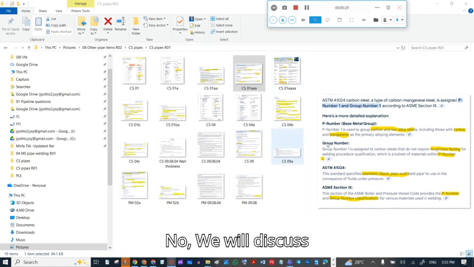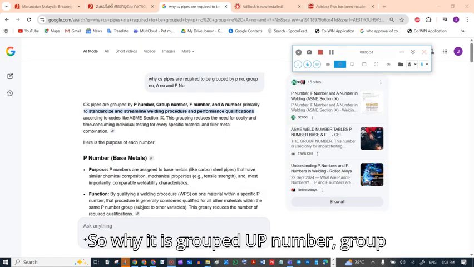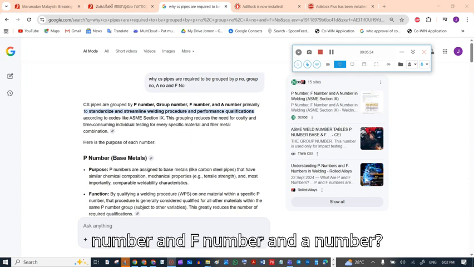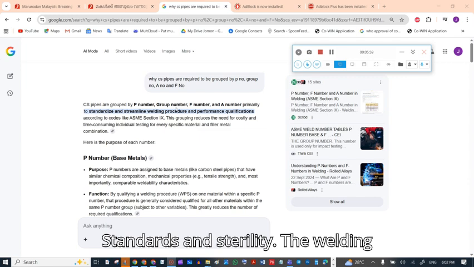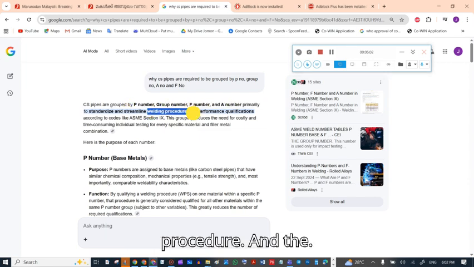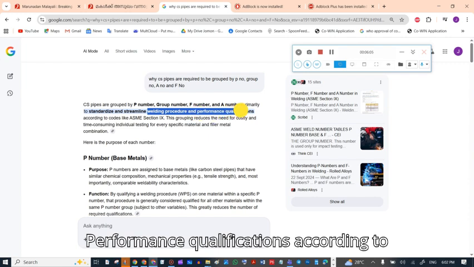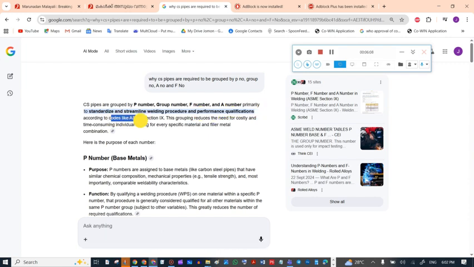Now we will discuss how CS pipes are grouped. This is an ASTM A1024 carbon steel pipe. So why is it grouped into P number, group number, F number and A number? It is to standardize and streamline the welding procedure and the performance qualifications according to codes like ASME Section IX.